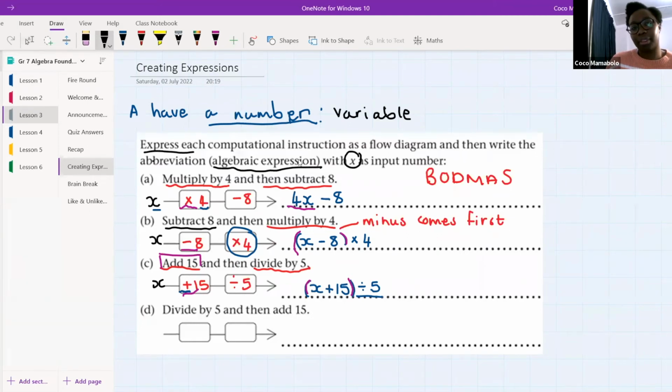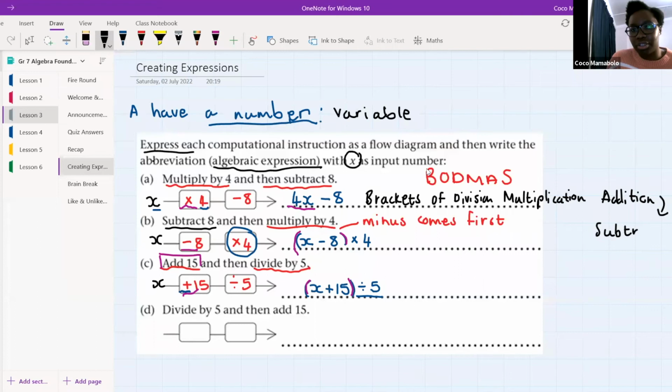BODMAS stands for brackets, of, division, multiplication, addition, and subtraction. Excellent. Division. I can't write as fast as you speak, but I'm loving it. Multiplication, addition, and then I'm going to squeeze it in here at the bottom, subtraction.